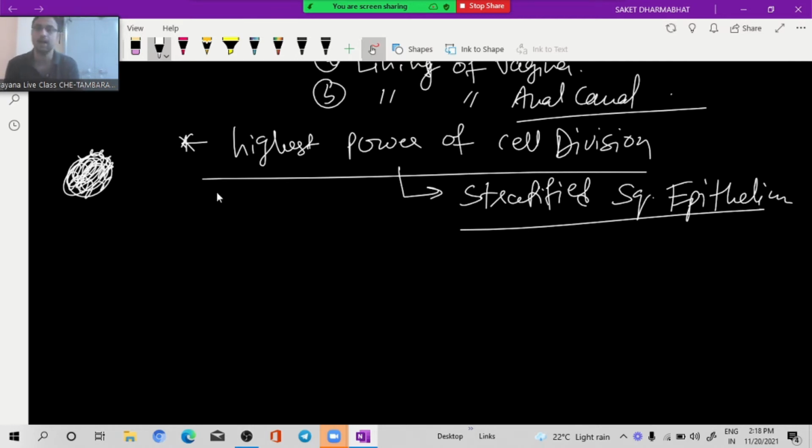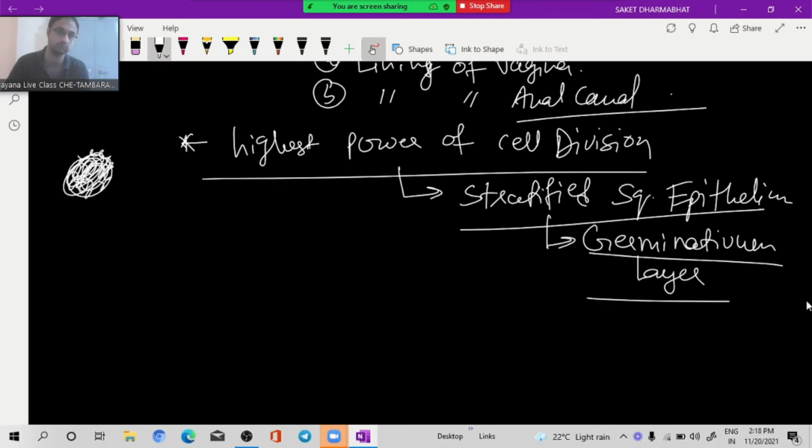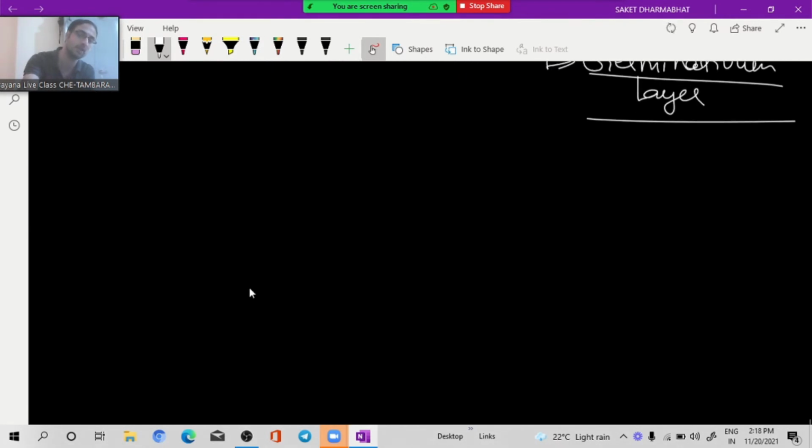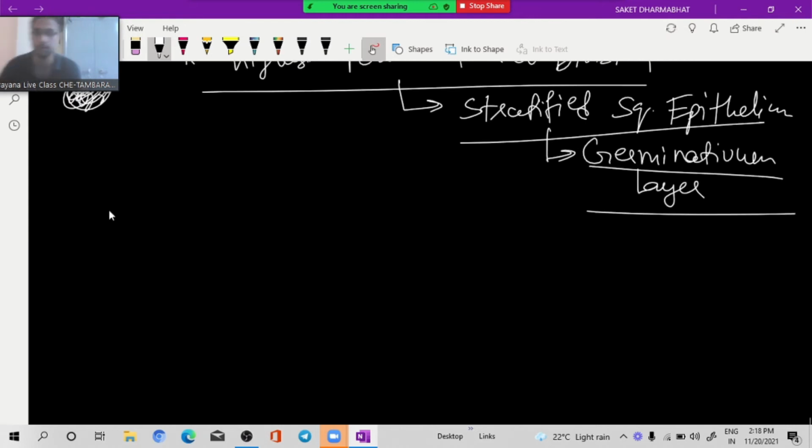So yes, the 7 layers of epidermis are formed by the stratified squamous epithelium. That's why it is also called the germinativum layer. Any doubt? No. Okay. So stratified squamous epithelium over. Now next we are going to talk about stratified cuboidal epithelium.